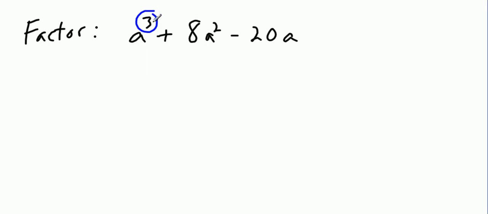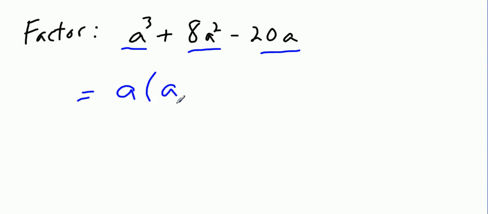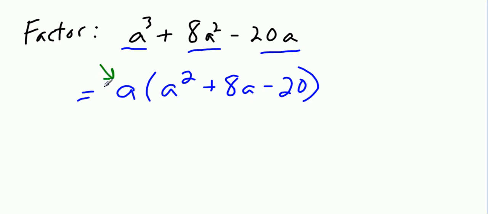But before we get too worried about it, we're going to start with our process. We always look for the GCF first, right? So we look at these three terms. What do they all have in common? Well, they all have an a in common, right? When we factor the a out, we're going to get a squared plus 8a minus 20. Right? And now we've got something we can handle. Again, the a is already factored out. That's going to stay there.